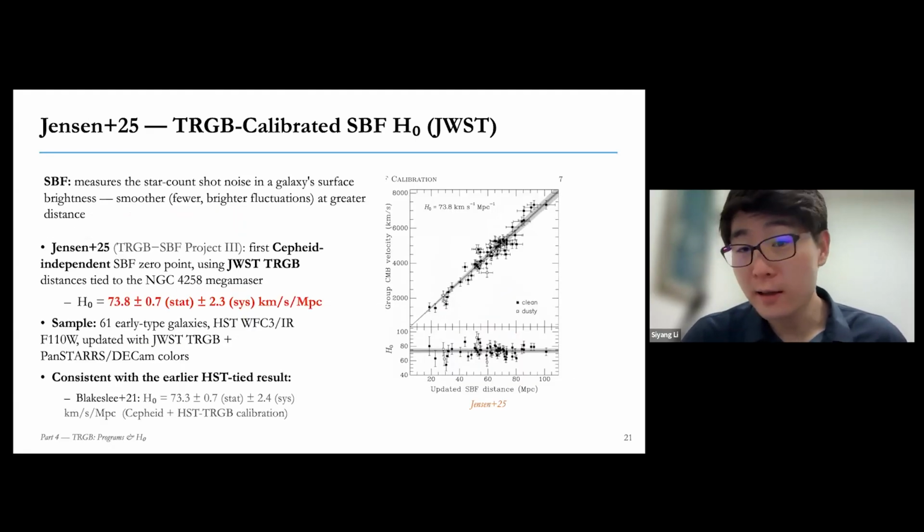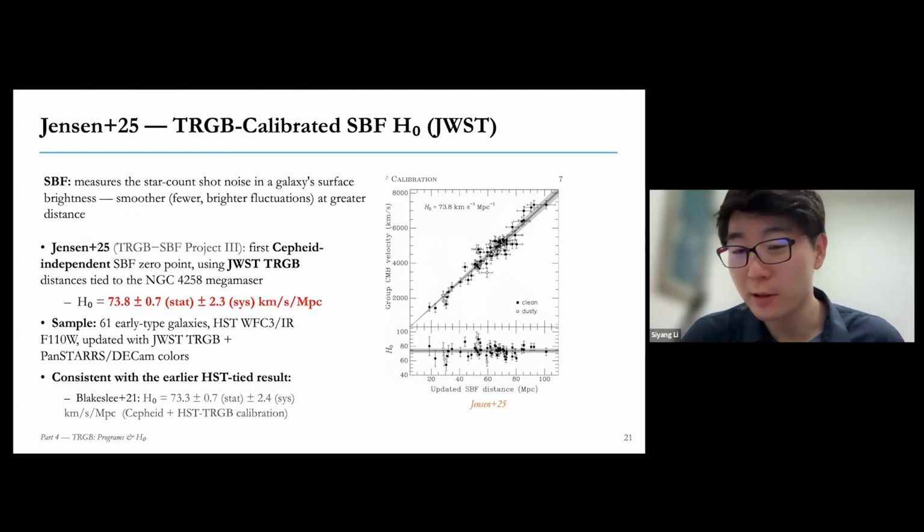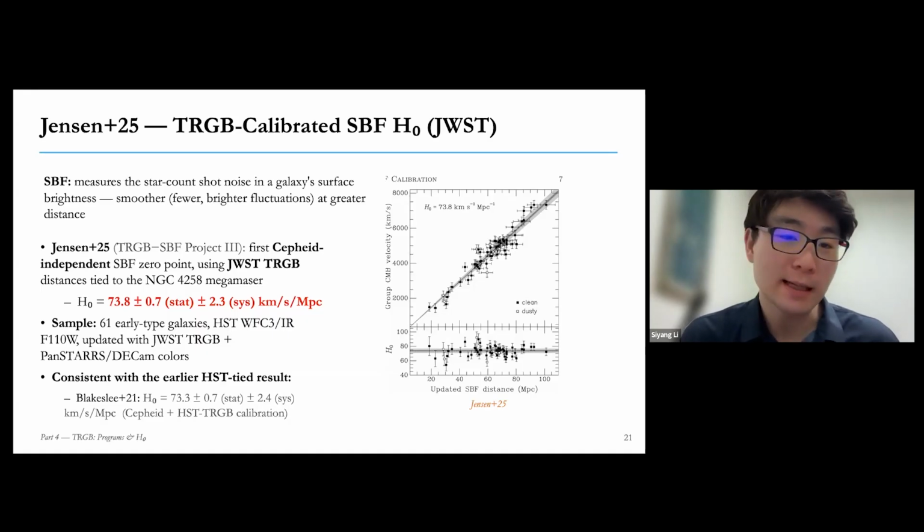Now, there are also other independent groups who measure TRGB-based H naughts, independent from CCHP and EDD. There's another major effort that uses TRGB and also surface brightness fluctuations to measure the Hubble constant. The idea here is to make this distance ladder completely independent from Cepheids and Type 1a supernovae. So in this case, the TRGB replaces Cepheids, and the SBF, surface brightness fluctuations, can replace the Type 1a supernovae in the distance ladder.